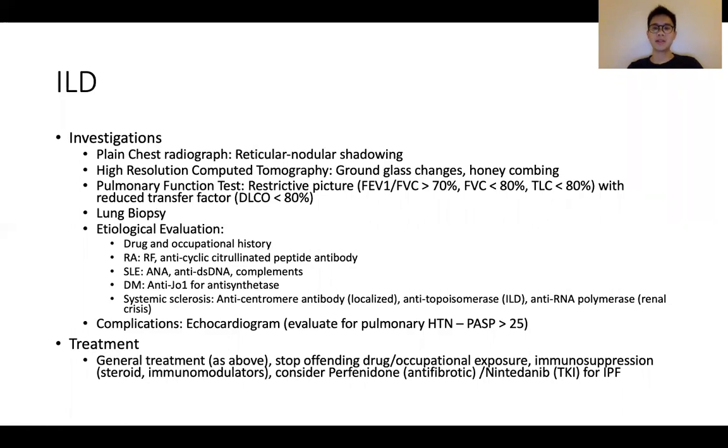In terms of complications, an echocardiogram can be done to look for pulmonary hypertension. And specific treatment includes the general treatment measures mentioned earlier, stopping of the offending agent if it's due to drugs or occupational exposure, immunosuppression in autoimmune disease, and one can consider antifibrotics or tyrosine kinase inhibitors in the context of idiopathic pulmonary fibrosis. This is something that might be asked in the exam, so it might be good to just know.